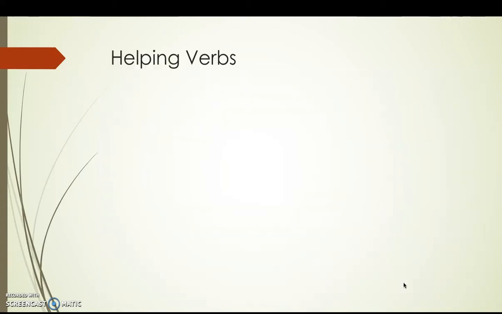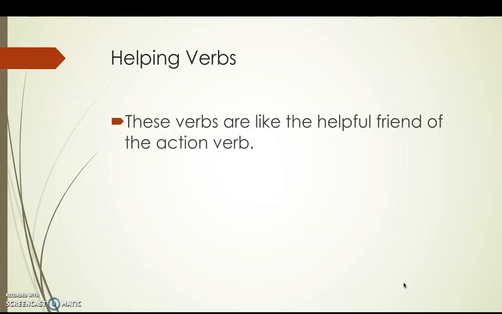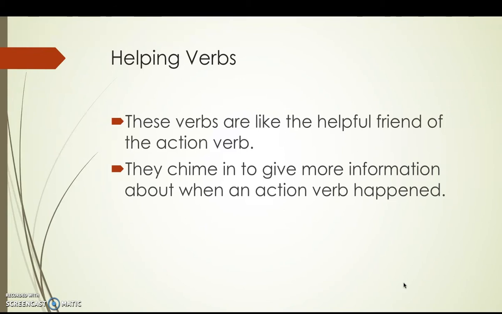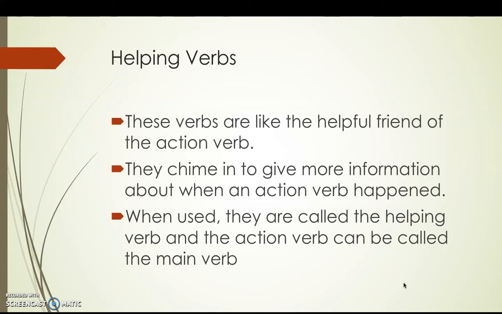On the other hand, we have helping verbs. Helping verbs are like the helpful friend of the action verb. They chime in to give more information about when an action verb happened. Or they can also tell if something could happen. So when they're used, they're called the helping verb, and the action verb can be called the main verb. So it still is an action verb, but we're classifying it as the main verb. So it's like the best actress, and the helping verb is the supporting actress that helps the best actress look good.